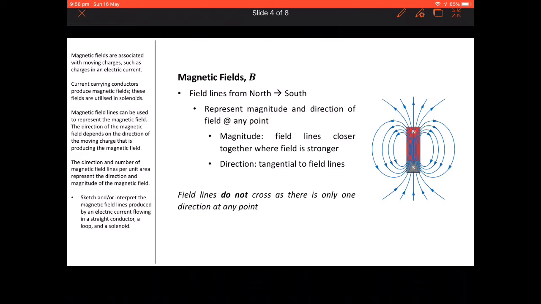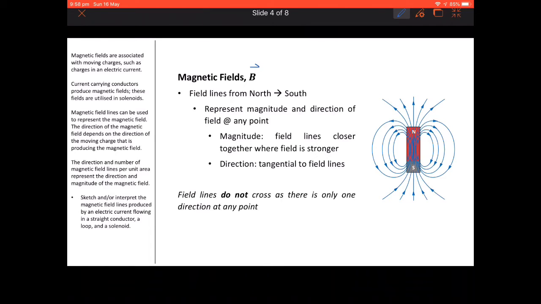So some quick conventions. Magnetic fields are represented with the symbol B. The field lines of magnetic fields run from north to south. So like the field lines run from positive to negative in an electric field, they run from north to south in a magnetic field. Field lines represent the magnitude and the direction of the field at any point. So the magnitude is indicated by field lines that are close or further apart. When they're closer together and more concentrated in a particular area, the field is stronger.